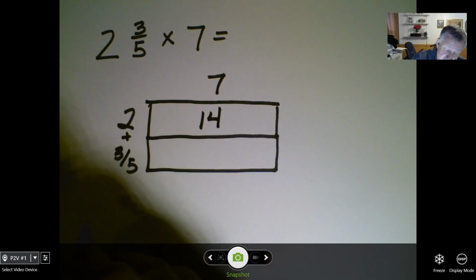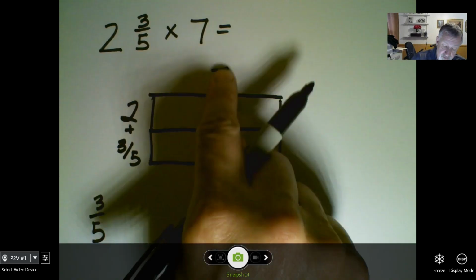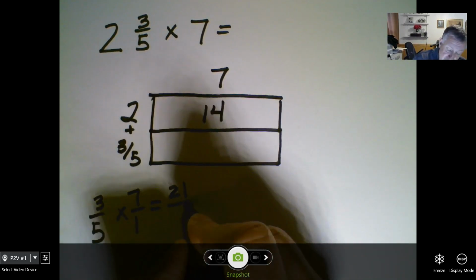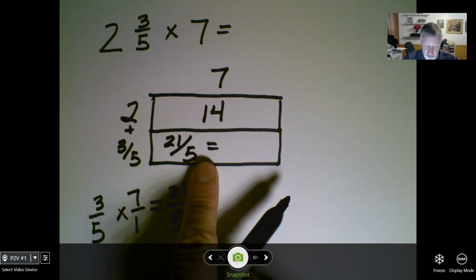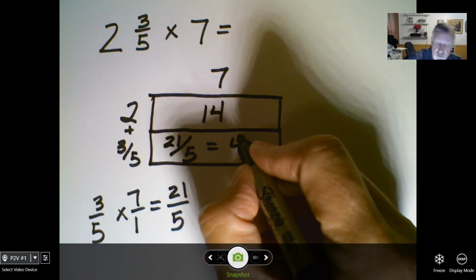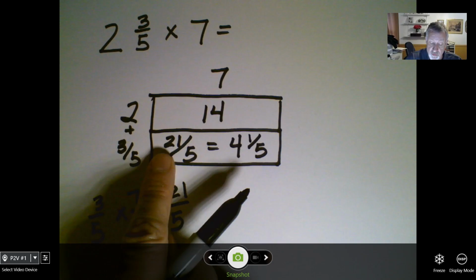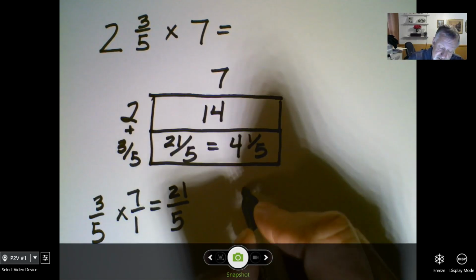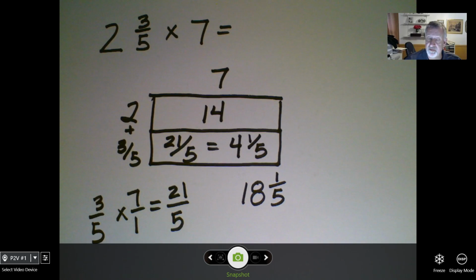Okay, and here again I've got 3/5 for one side and 7 for the other. And I multiply that out. 21 over 5. And this time I'll just put my equivalent right here, my mixed number. So I divide 21 by 5. Well, 5 times 4 is 20. And one more gives me my 21/5. So I've got 21/5 is equal to 4 1/5. To find my final answer, I add those together. 14 plus 4 is 18. And 1/5 plus nothing is 1/5. So my final answer here, 18 1/5.